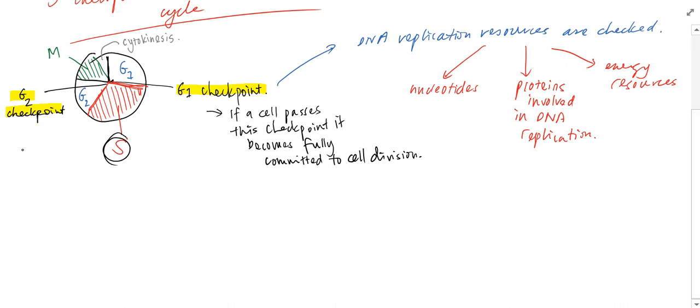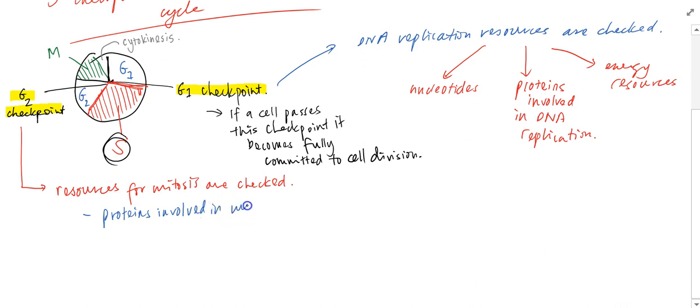Do we have those proteins? Do we have enough of those proteins? Do we have the energy in order to carry out mitosis? What other things are involved in mitosis? We have the mitotic spindle, the centrioles, the centrosomes. Do we have all of those? So in the G2 checkpoint, the resources for mitosis are checked. That could be proteins involved in mitosis, energy, because a lot of energy is required for mitosis.